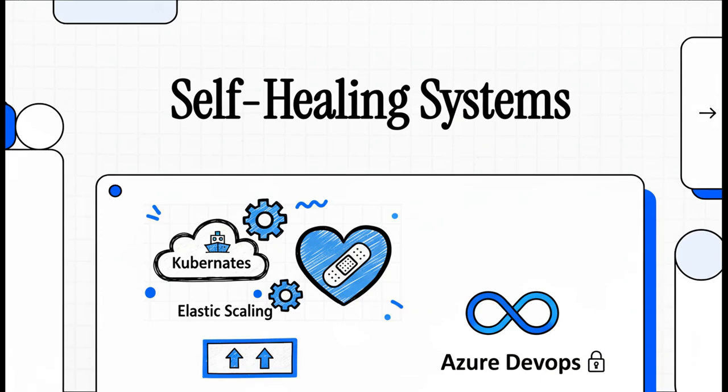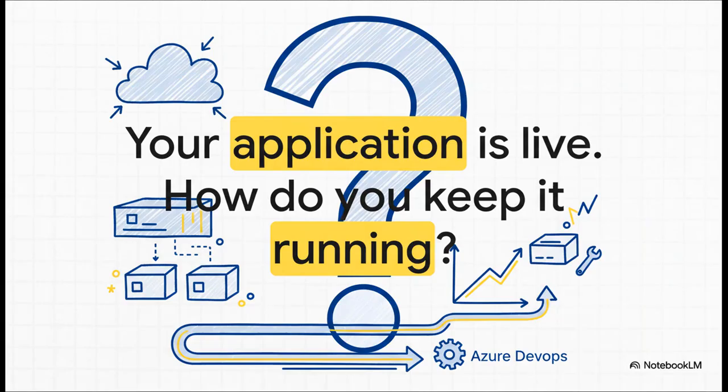Welcome back. Today, we're going to tackle one of the biggest challenges in modern software. How do you go from just running an application to building a system that can actually take care of itself? We're talking about making our apps truly resilient, self-healing, using some of the most powerful tools in the game, Kubernetes and Azure DevOps.